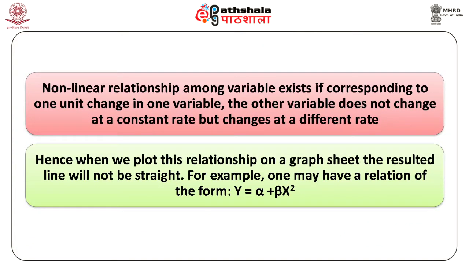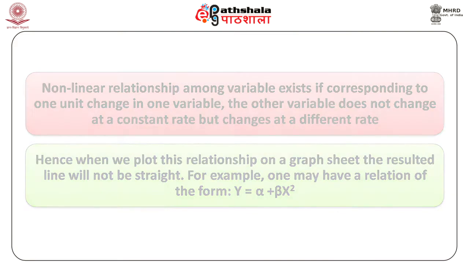However, non-linear relationship among variables exists if corresponding to one unit change in one variable, the other variable does not change at a constant rate but changes at a different rate. Hence, when we plot this relationship on a graph sheet, the resulting line will not be straight. For example, one may have a relation of the form where y is equal to alpha plus beta x square.